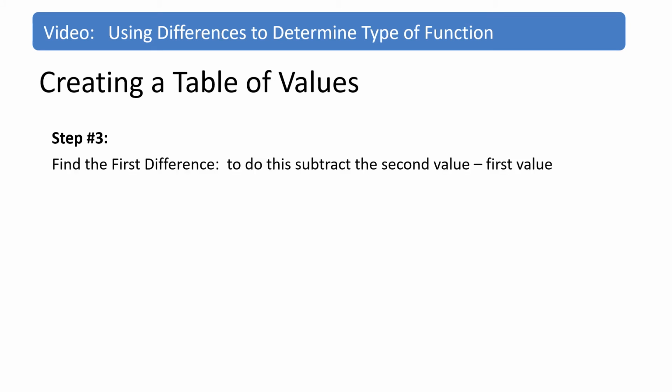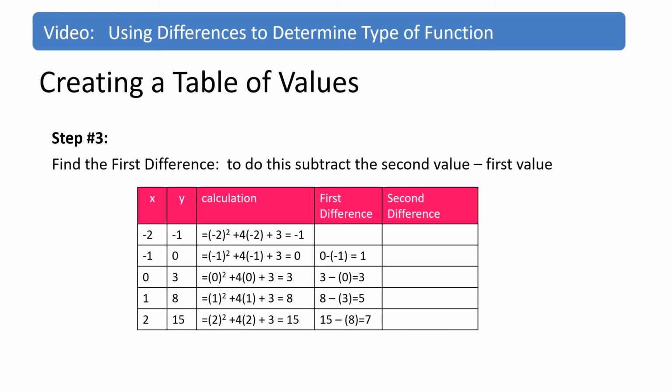Step 3. Find the first difference. To do this, subtract the second value minus the first value. So we will take 0, which is our second value, and subtract -1, which is the first value. We get the result 1.